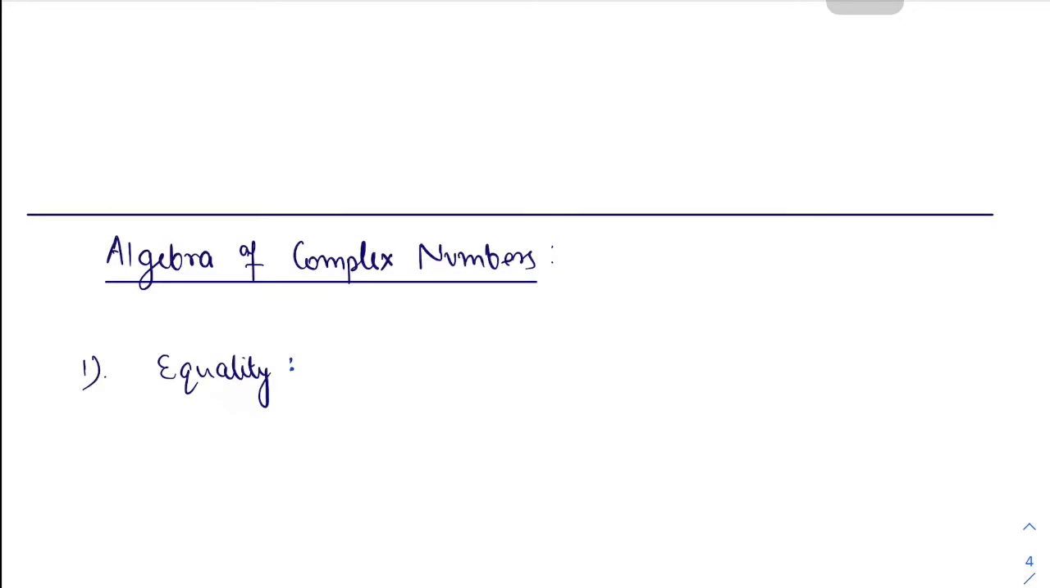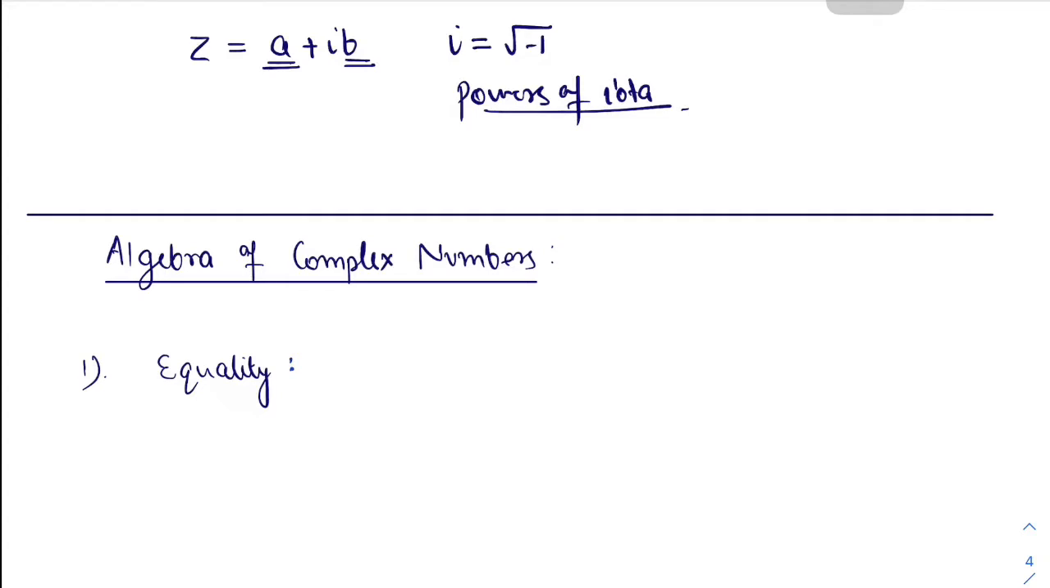In the last lecture so far we have discussed the definition of a complex number, what are its real and imaginary parts, and the basic representation of a complex number, that is, we generally write a complex number z as its real part plus iota times its imaginary part. This real part is a, imaginary part is b. What is iota? Iota is the value of root over -1. Also we have discussed the powers of iota.